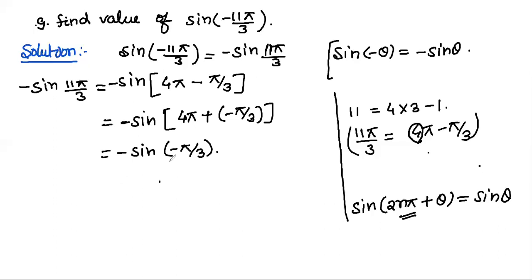So again we will apply sine of minus theta is minus sine theta, and minus of minus will be plus. So we get sine of pi by 3, and finally sine pi by 3 value is root 3 by 2. So this is our final answer.